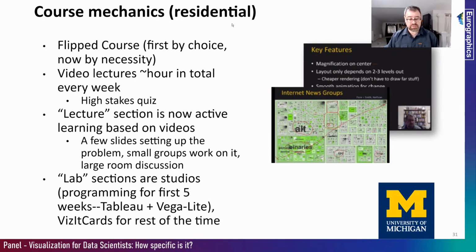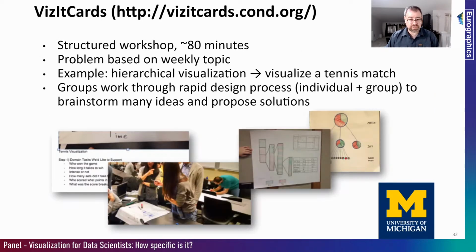The lab sections are the other hour and a half that students are in class. In the first few weeks of the semester, and our semesters are about 15 weeks, the first 5 weeks they're learning some kind of programming or tool. We've oriented around Tableau for 1 week and Vega-Lite and Altair for 4 weeks. We used to do D3, and while students are allowed to still continue to develop their projects in it, we don't teach it anymore, and I'm happy to discuss that. For the other 10 weeks, the lab sections are something called VisIT cards, which is a workshop format that I developed. If we go to the next slide, I can show you a little bit about this.